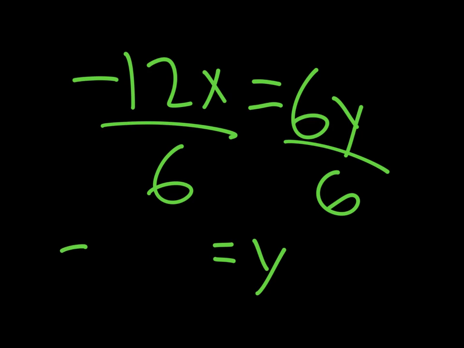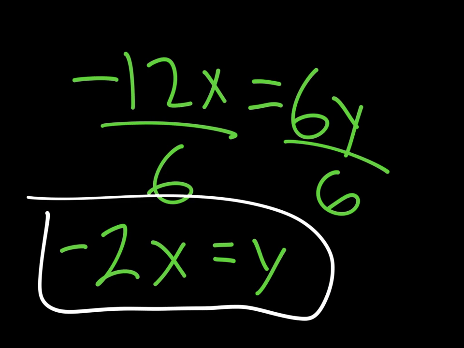A negative divided by a positive gives you a negative. 12 divided by 6 gives you a 2, and then you just bring the x along for the ride. Bam, there's your answer. Next answer. One more before I go.